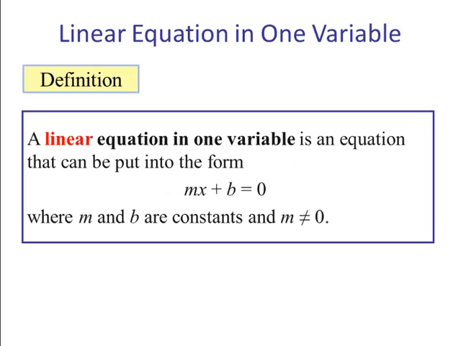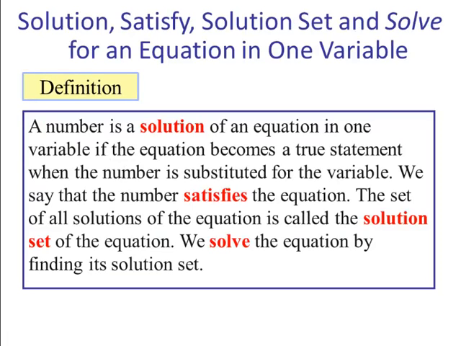A linear equation in one variable is an equation that can be put in the form mx plus b equals 0, where m and b are constants and m is not equal to 0. A number is a solution of an equation in one variable if the equation becomes a true statement when the number is substituted for a variable.